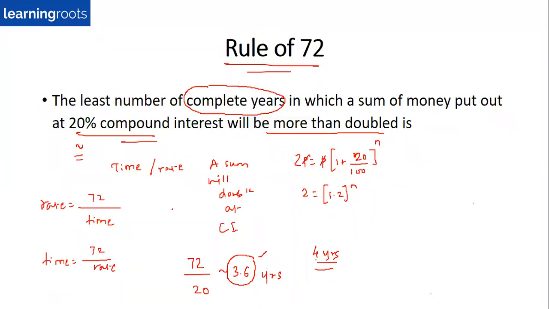So just remember, if the rate is what you're supposed to find, divide 72 by the time. And if time is given, divide 72 by the rate. So just remember 72, the rule of 72. So I'll just quickly give you a question. Let's say, what should be the rate of interest if in, let's say, 12 years, the money is getting doubled?